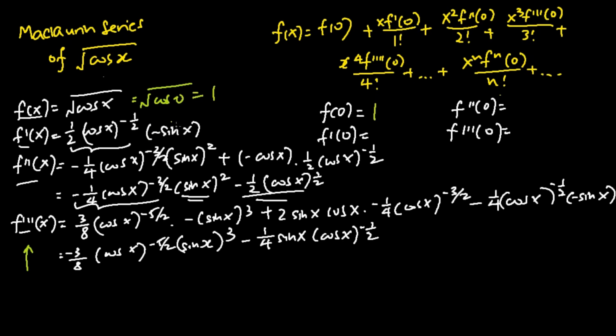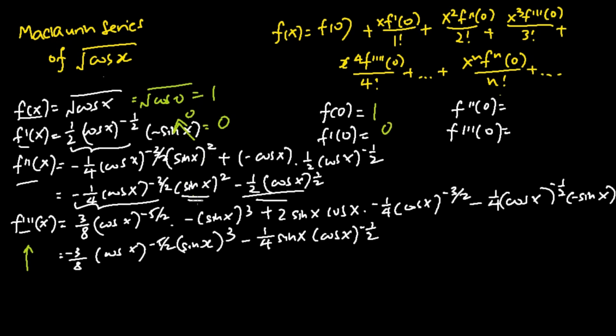How about f prime 0? We substitute x equals 0 into f prime x. We get the following, which is 0, because sine 0 is 0 and anything times sine 0 is equal to 0.